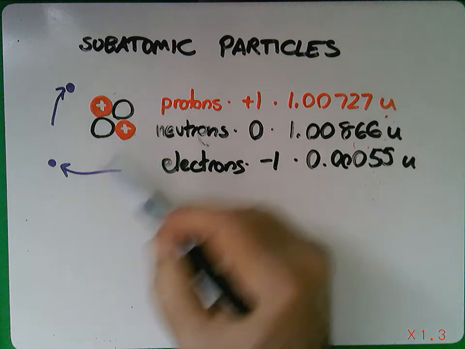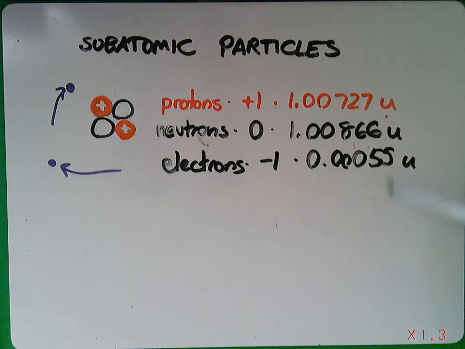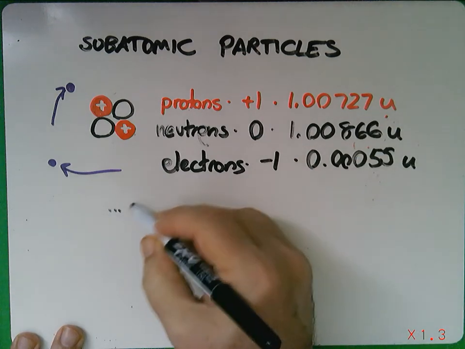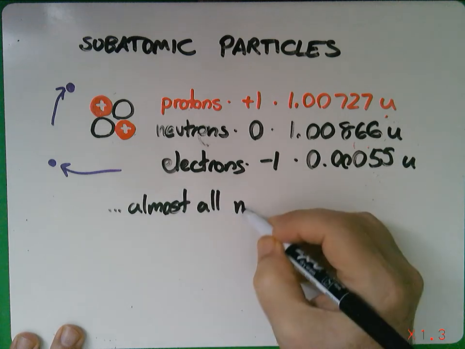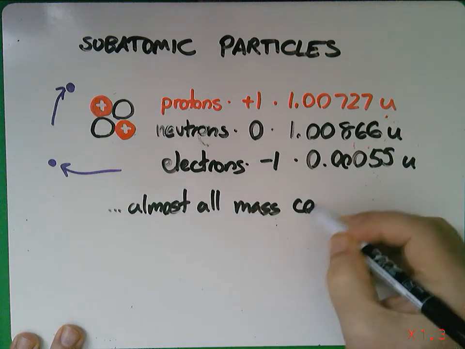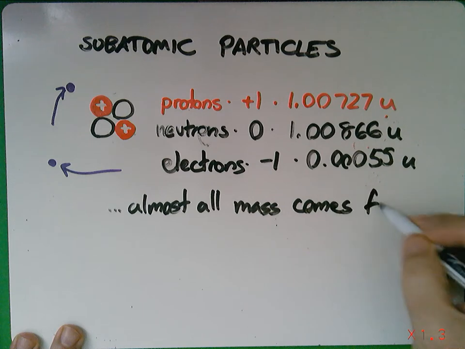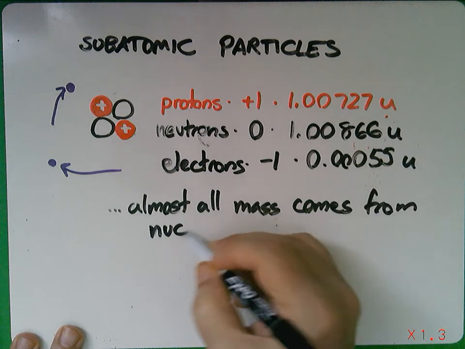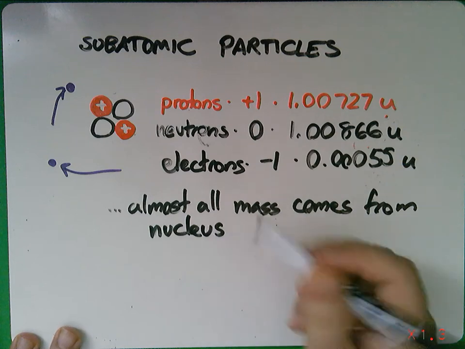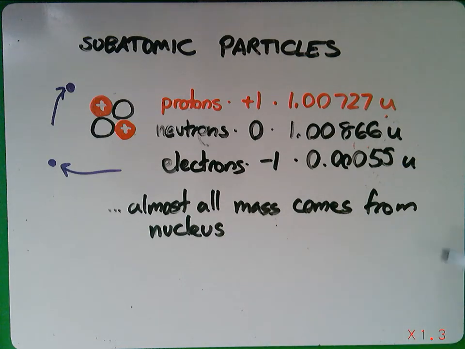So if you wanted the mass of a helium atom, you could approximate it pretty well just from the proton and neutron weight. In other words, almost all the mass comes from the protons and the neutrons, which are always located inside the nucleus. The electrons are roaming around outside the nucleus. The nucleus contains almost all of the mass that you've got.